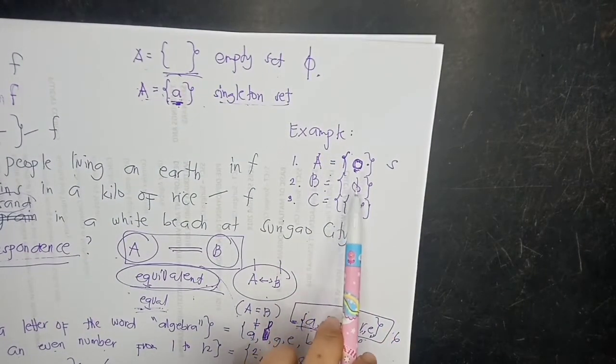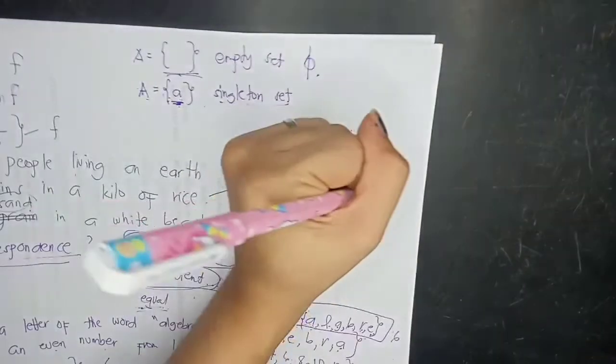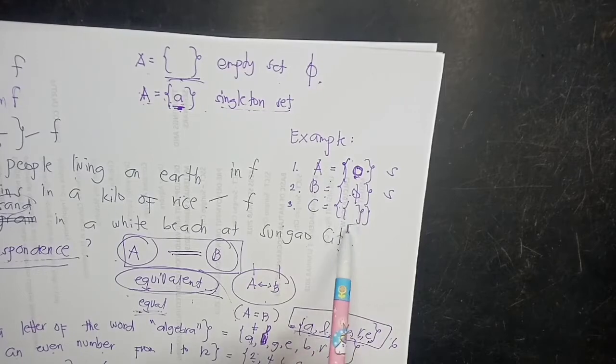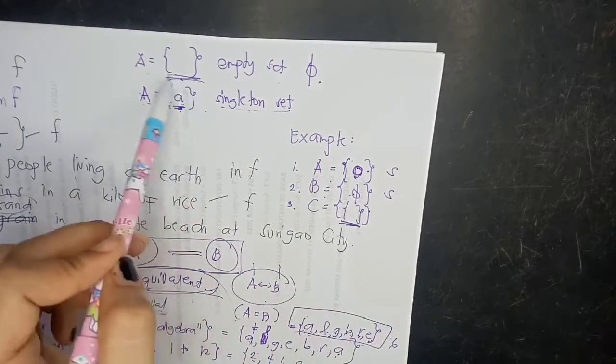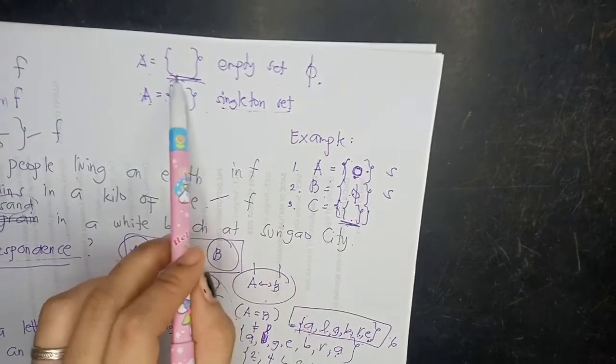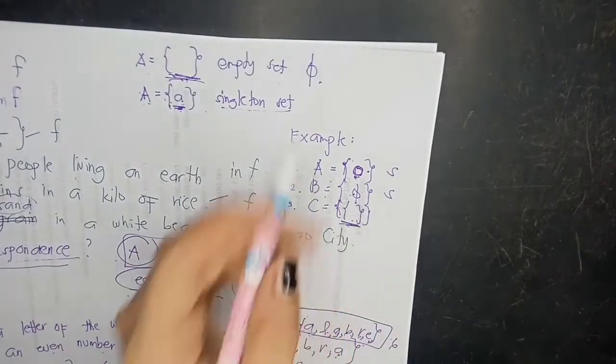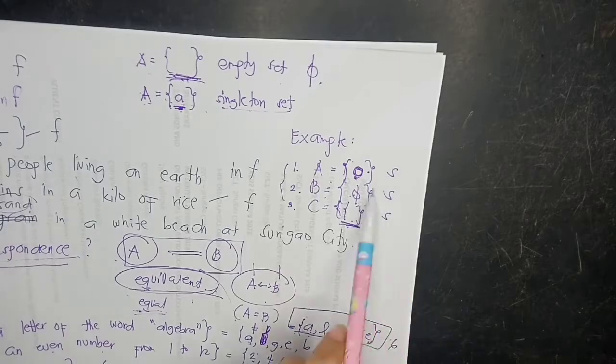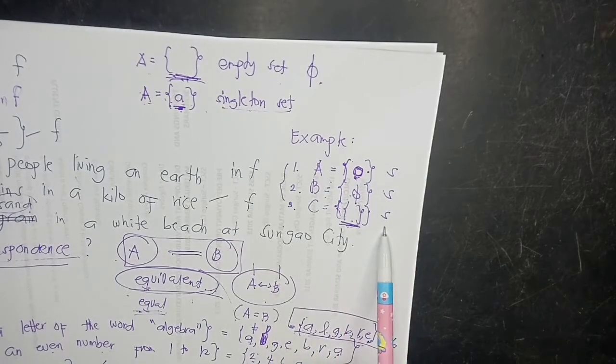The second one, the set of empty set. Since it has contents, it is a singleton. This one, the set of the set, which means empty. This set has contents, which is the empty set. So it is a singleton. Okay? The 1, 2, 3 are all singleton sets, not empty sets.